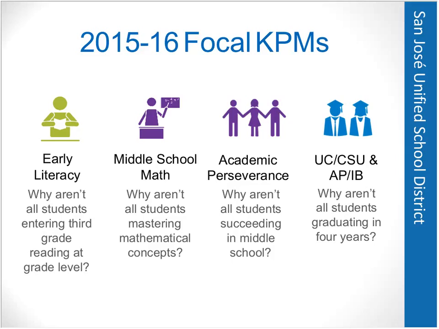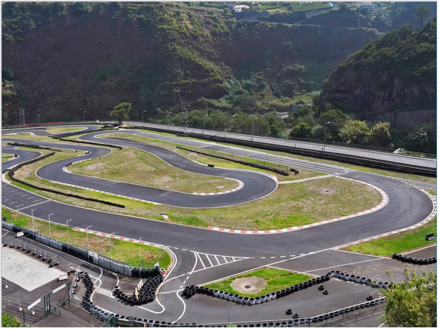change outcomes for students. So as you can see for us, instead of trying to focus on multiple key performance measures, we as a district are currently deeply committed to and engaged with 4 of our key performance measures: early literacy, middle school math, academic perseverance, and UC, University of California, and California State University, Readiness, and AP IB enrollment. So after identifying those focal KPMs and framing our questions to begin the work, our next step is to engage our schools in an accountability and a support cycle.